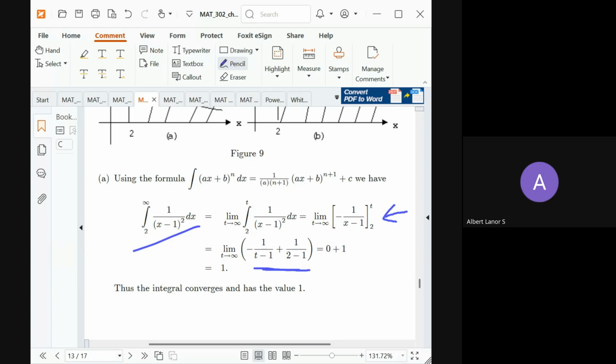So it's plus 1. Now, when you find the limit of the first one as t goes to infinity, you have -1 over infinity is 0. So you have 0 plus 1, which is equal to 1. So it converges. The integral converges and the value is 1.